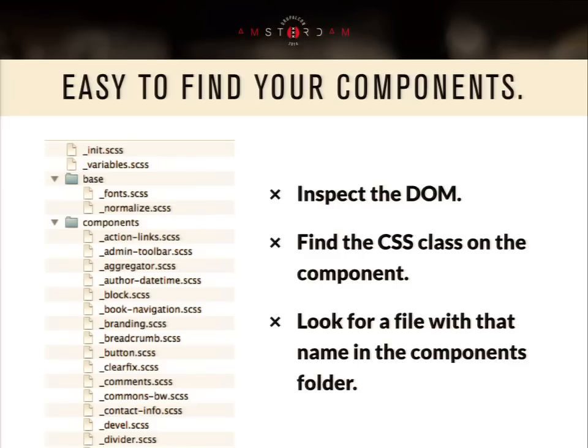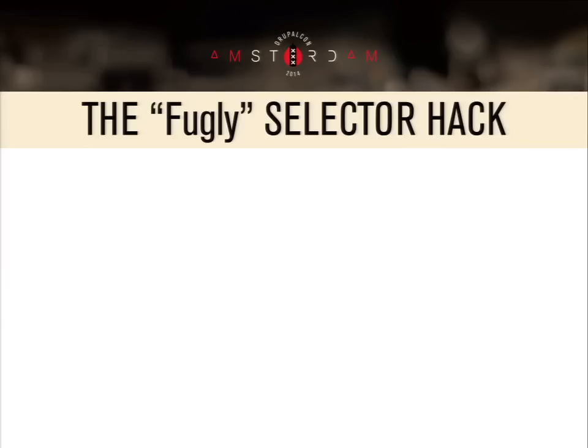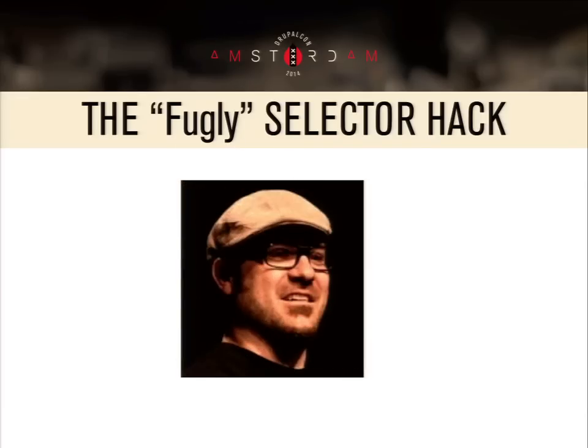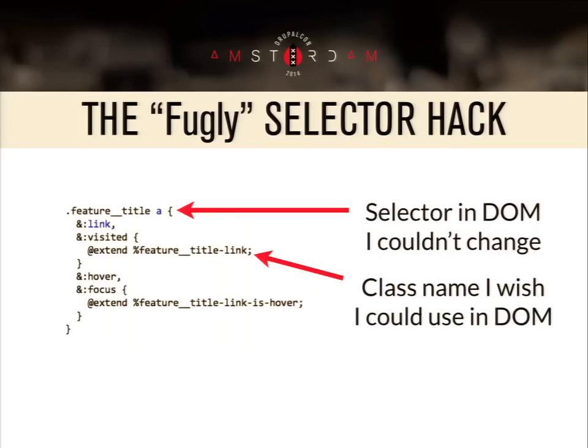But the good news is that with Sass, we have a way around that. With the fugly selector hack. I didn't actually name it after Morton, but I like to show Morton's face when I talk about it. What I do is, in my Sass, I write a selector that's based on the DOM that I was not able to change because Drupal sucks. And then inside there, I will extend into the class name I wish I could have used in the DOM, right? So earlier inside this Sass file, I'll define the component as I wish I could have, using this silent selector here, feature_title-link. I wanted to put that as the class name, but I couldn't get into the damn A link because Drupal. So I'll write it this way.